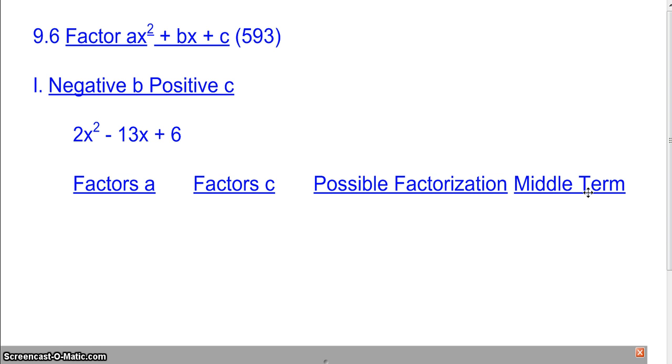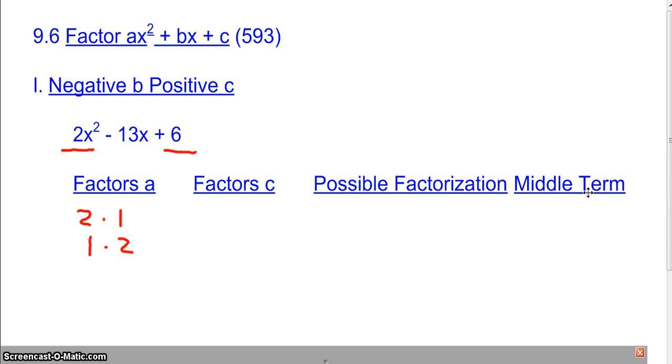Okay. So the factors of a in this example are really pretty straightforward, because what kind of a number is 2? Prime number. So what are our factors? 2 times 1, right? Or you could set it up as 1 times 2. Okay. The factors of c is not prime. We have more options, right?